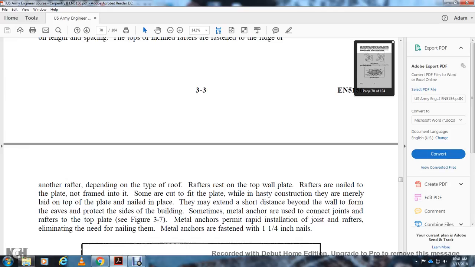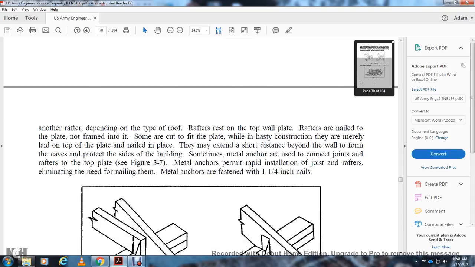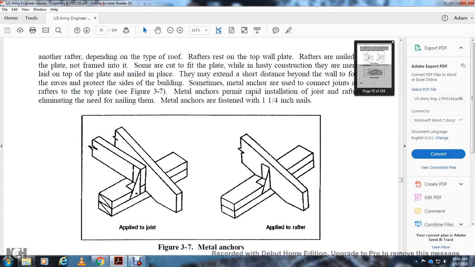Sometimes a metal anchor is used to connect the joists and the rafters to the top plate, Figure 3-7. The metal anchors permit rapid installation of the joists and rafters, eliminating the need for nailing them. The metal anchors are fastened with 1 1/4 inch nails. Figure 3-7 shows an anchor applied to the joist and to the rafter.